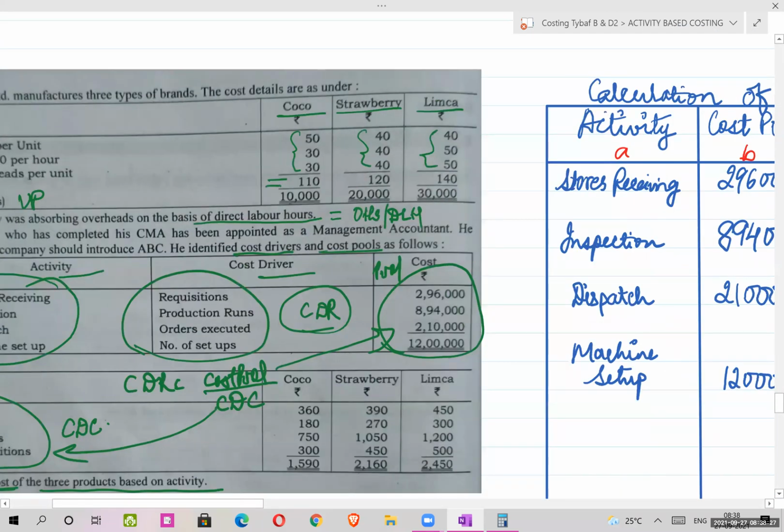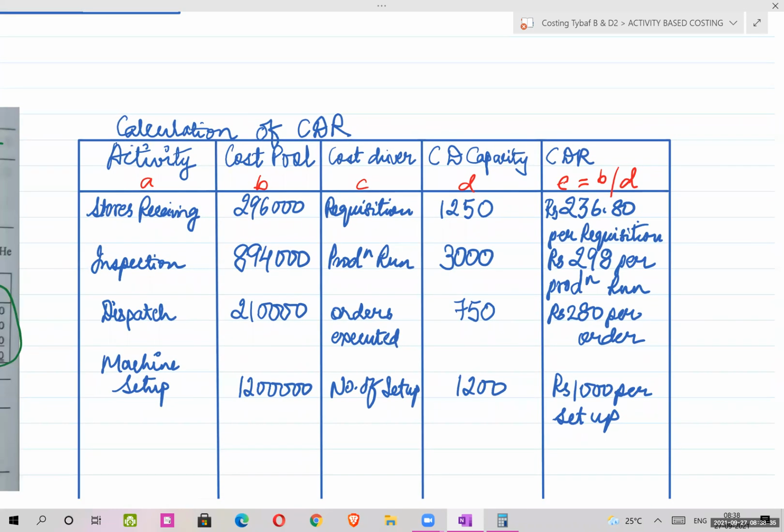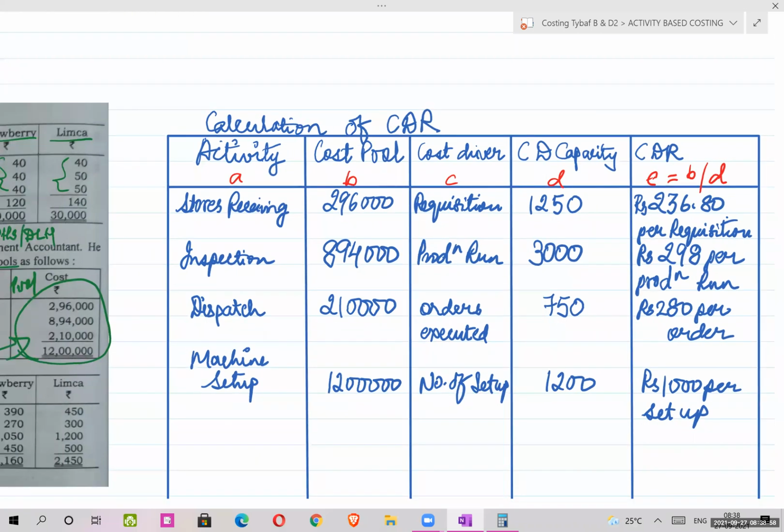Okay, so let us first calculate the CDR. Absorption costing is not required here, and the traditional method has not been asked to be calculated, so we are not doing it. Please note this down. Calculation of cost driver rate. These are your 4 activities as per the question: stores receiving, inspection, dispatch, and machine setup. This is the cost pool given in the question: 2,96,000, 8,94,000, 2,10,000, and 12 lakhs.